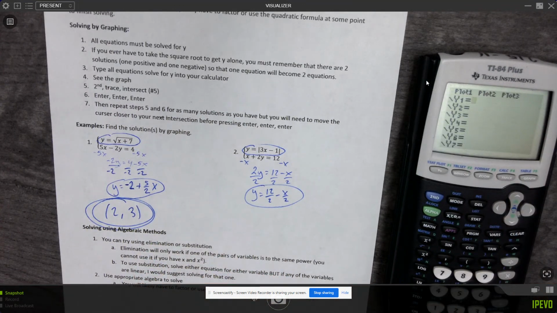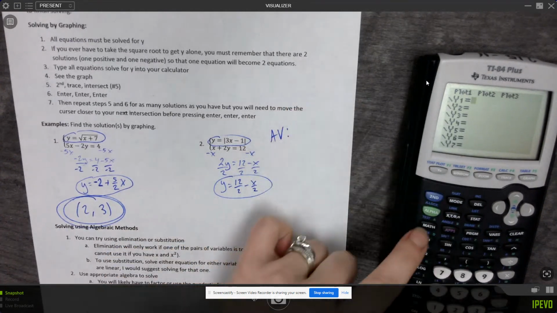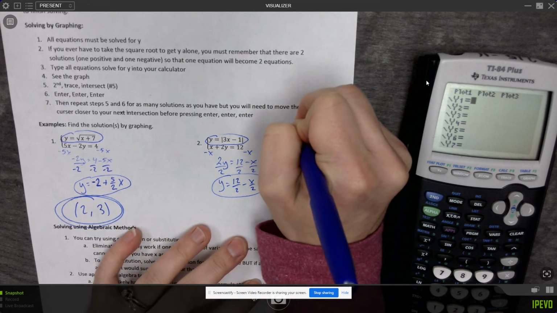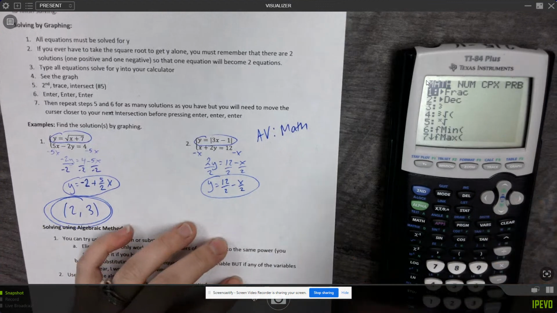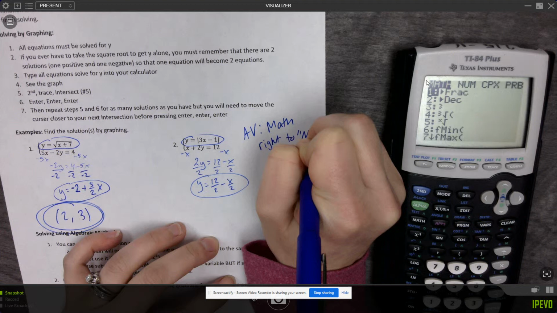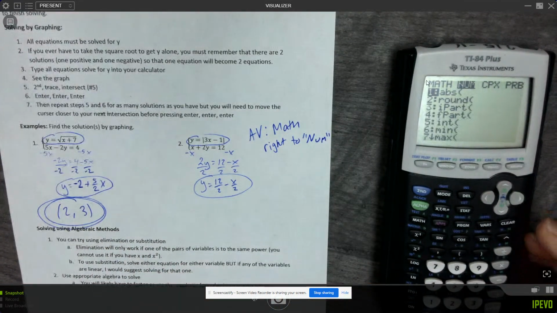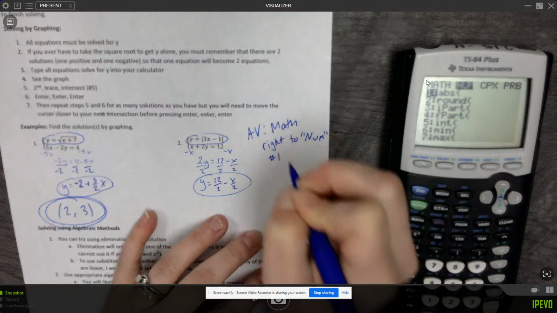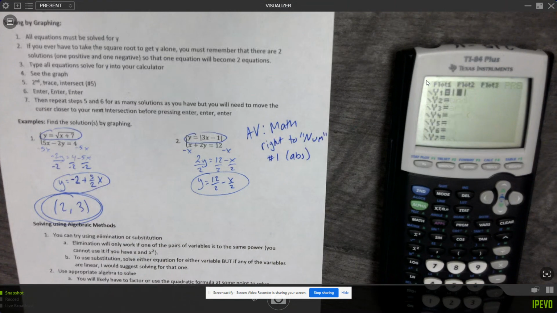Now here's a symbol I need to show you how to do on your calculator. Absolute value is there. You just can't see it yet. Absolute value. You're going to hit math. Hit math. And then arrow to the right. To where it says NUM. That stands for number. And then you're going to hit number 1. That says ABS. Stands for absolute value.